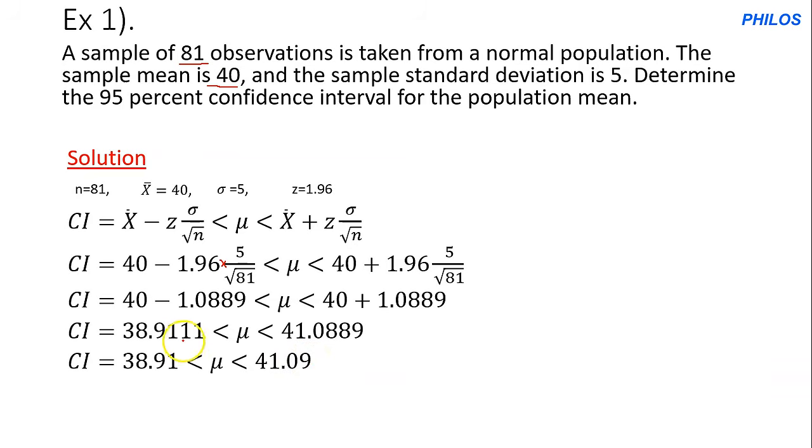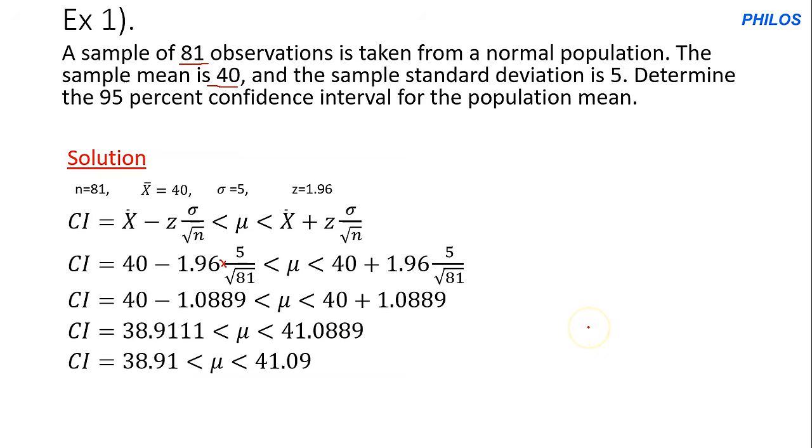Now, make sure that when you leave the lower limit in 2 decimal places, the upper limit is also in 2 decimal places. When you leave the lower limit in 3 decimal places, make sure the upper limit is also in 3 decimal places. So I have decided to leave mine in 2 decimal places. That is 38.91 and 41.09. You can also leave it as 38.9 and this one will be 41.1. Okay. So after getting the final answer, you can conclude that one can be 95% confident that the population mean will be between 38.91 and 41.09.